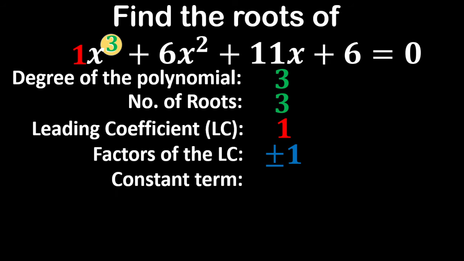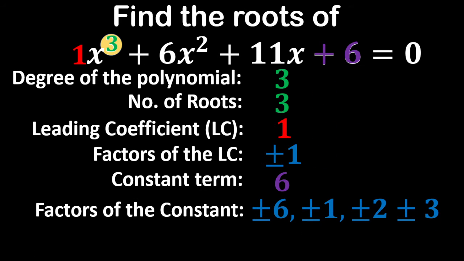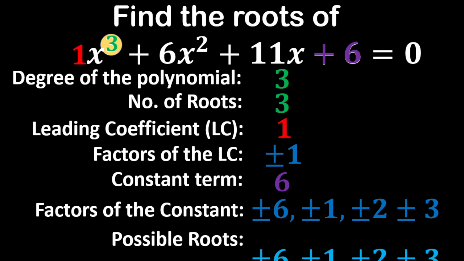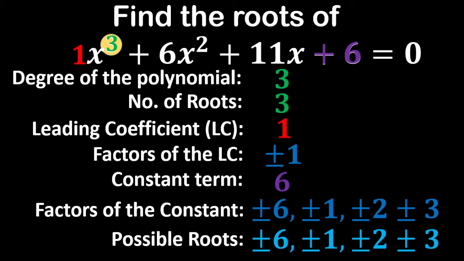Next, constant term. The constant term is positive 6. And what are the factors of positive 6? We have positive negative 6, positive negative 1, positive negative 2, positive and negative 3. And what are now the possible roots? We have positive negative 6, positive negative 1, positive negative 2, positive negative 3. So, kapag nag-trial and error tayo, ang gagamitin lang nating integers ay ang mga yan. Okay?